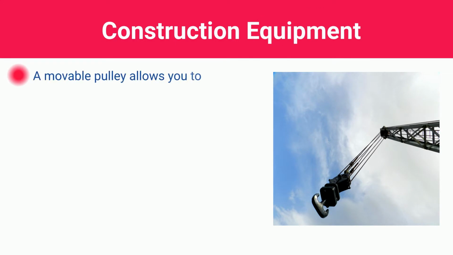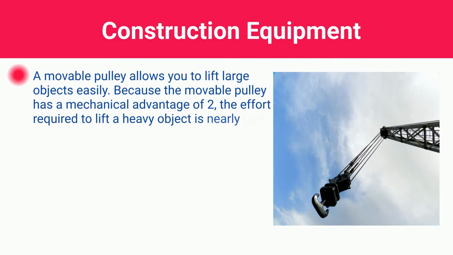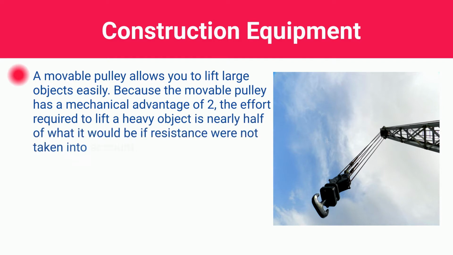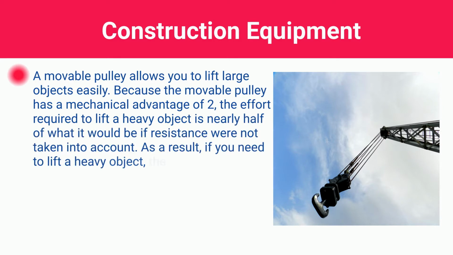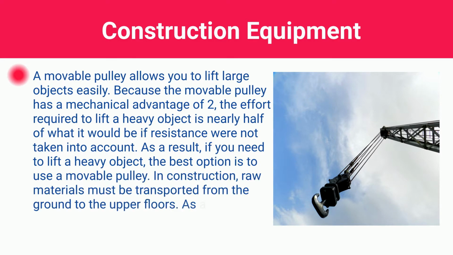Construction equipment. A movable pulley allows you to lift large objects easily. Because the movable pulley has a mechanical advantage of 2, the effort required to lift a heavy object is nearly half of what it would be if resistance were not taken into account. As a result, if you need to lift a heavy object, the best option is to use a movable pulley.